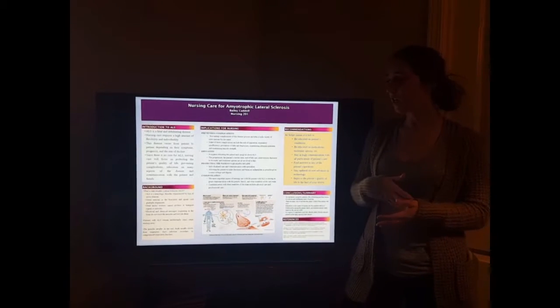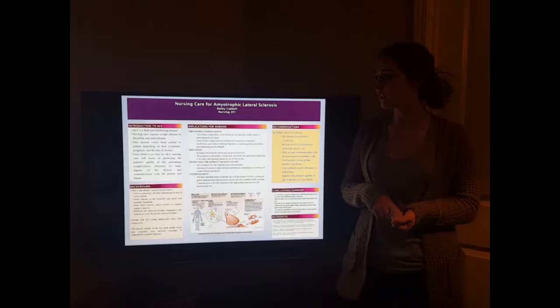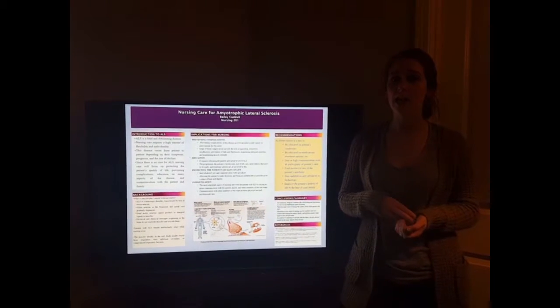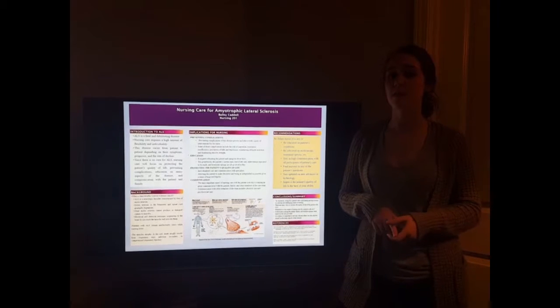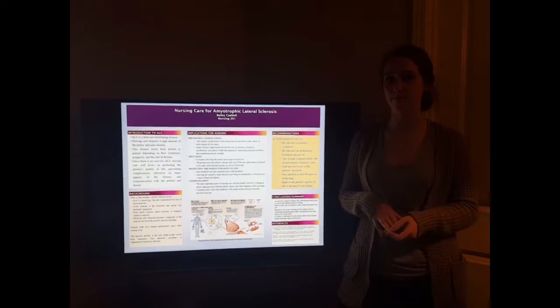Since there's no cure for ALS, nursing care will focus on preventing complications, protecting the patient's quality of life, education, and staying in high communication with the patient, family members, and other members of the healthcare team.